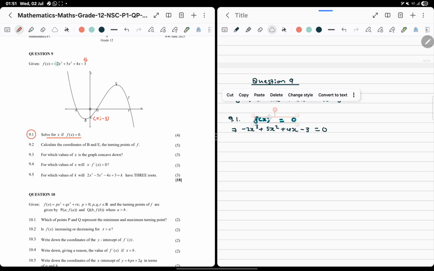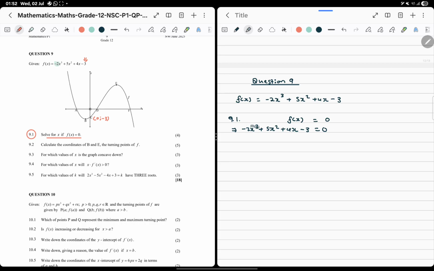Let's shift this a bit. I hate the drifting, although it looks ridiculous, but that's what it is. Now guys, how do we factorize this thing? We need to check, what if we put 1 in here? So this becomes minus 2 plus 5, which is 3. 3 plus 4, that's 7. 7 minus 3, that's 4. So it's not 0, out.